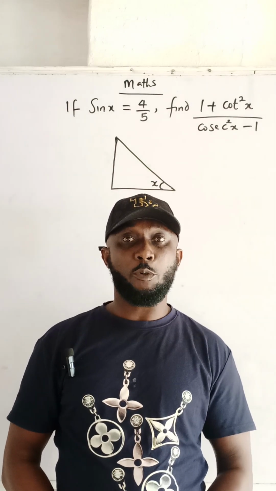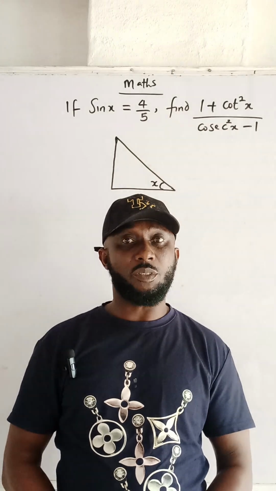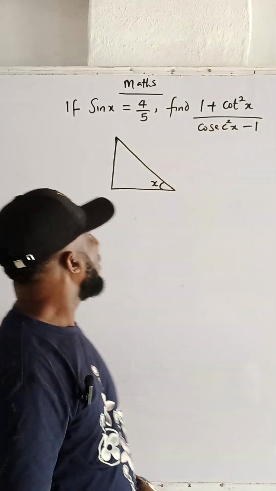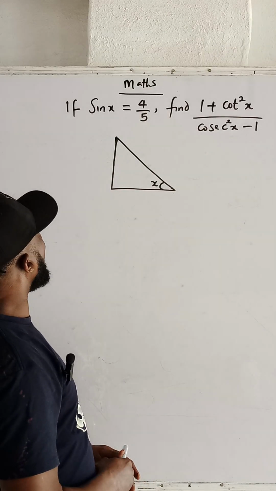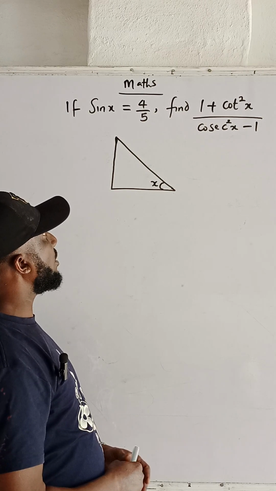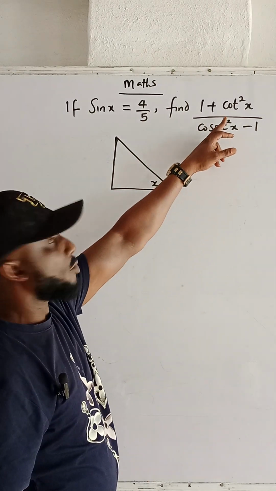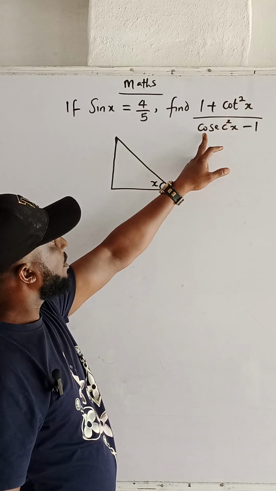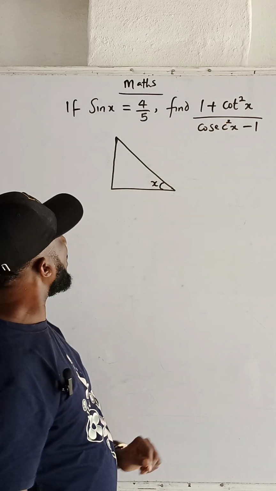Today we have a simple problem on basic trigonometry. Let's take a look at it. We are given that sin x is 4 on 5. We are asked to evaluate 1 plus cot square x divided by cosec square x minus 1.